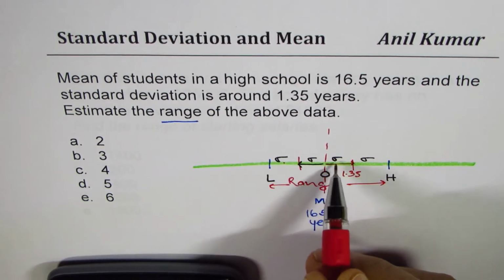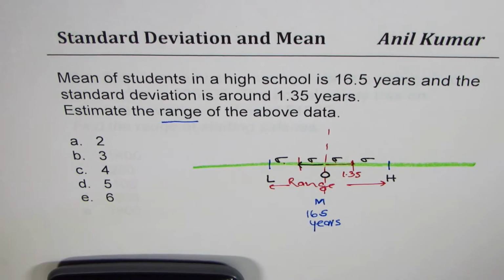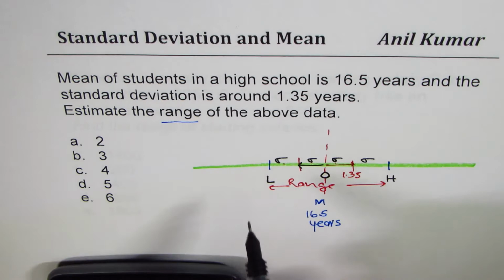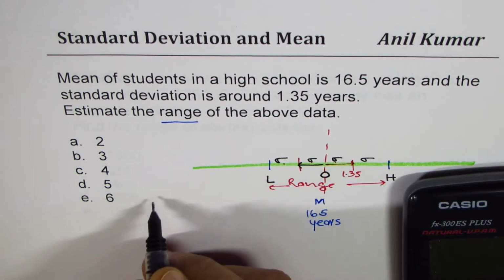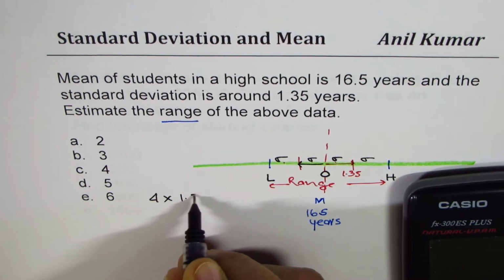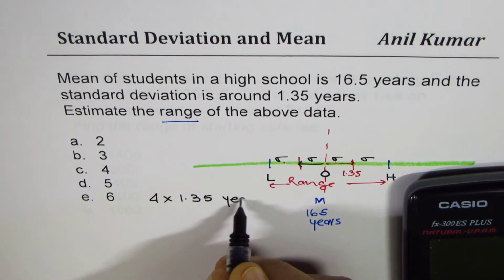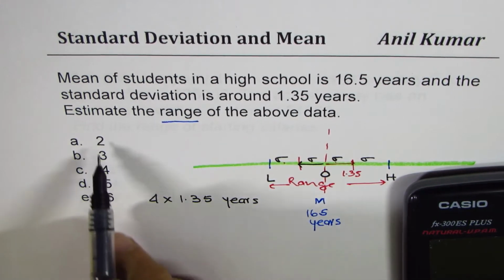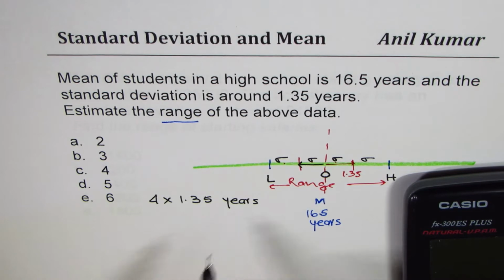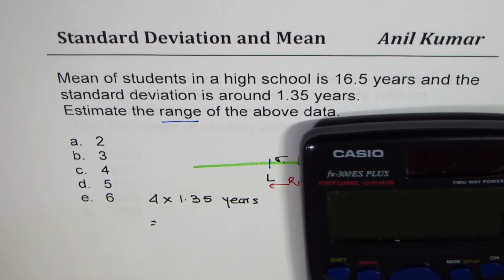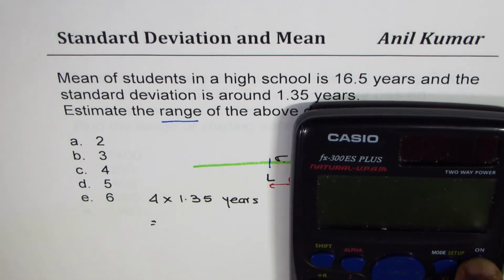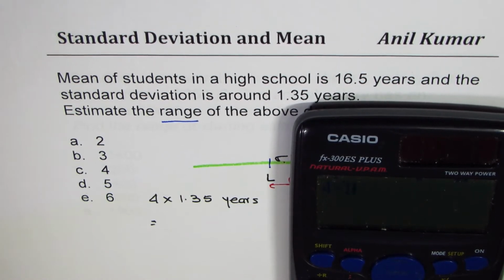So it is 1, 2, 3, 4 standard deviations. Perfect. So that gives you the answer, which is basically 4 times 1.35 years. Units are very important. Well, in the options I didn't write units, but remember you have to mention units if the question is normally asked, right? 4 times 1.35 equals, in decimals, 5.4.